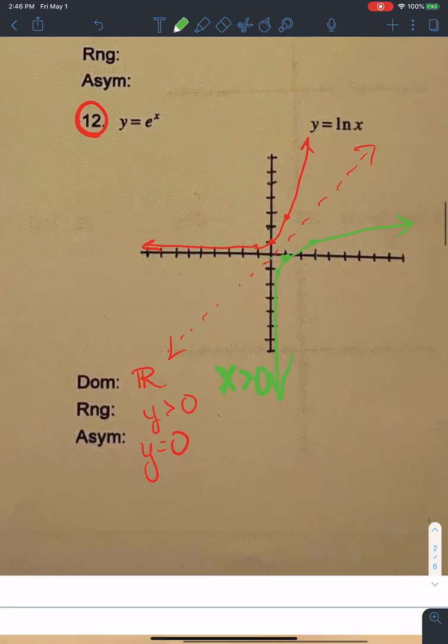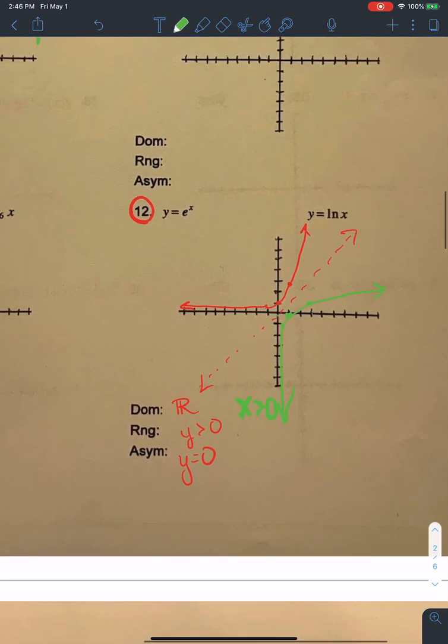Okay, coming back down to this number 12. My range is going to be all real numbers. And my asymptote, the line I'm not going to cross, is where x is 0.